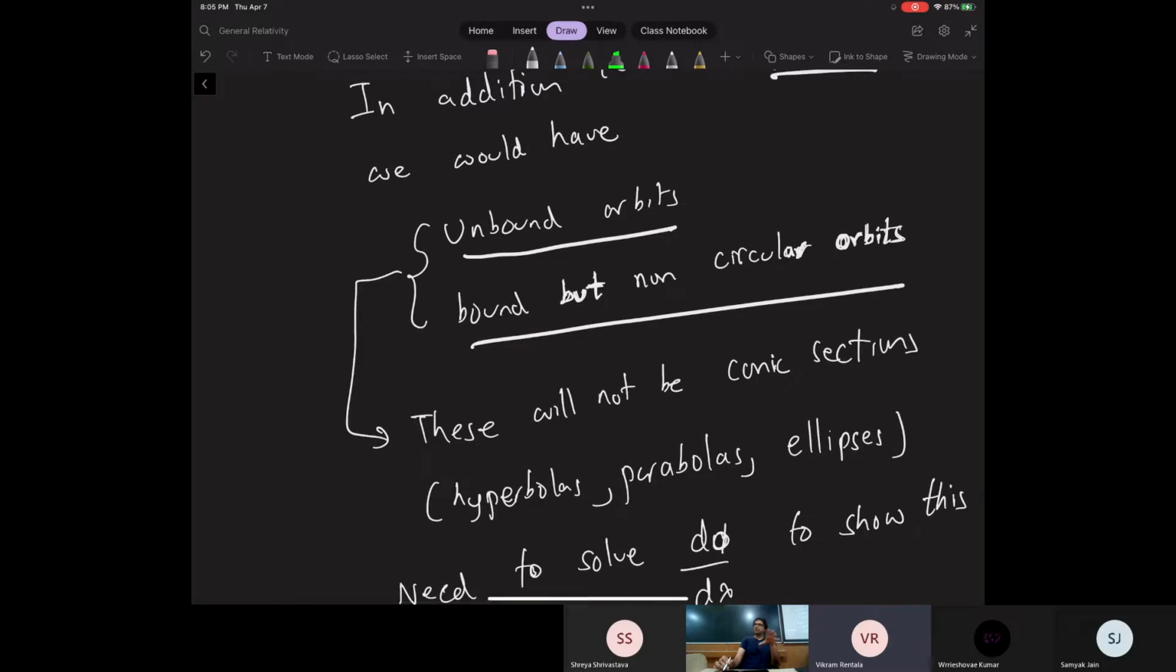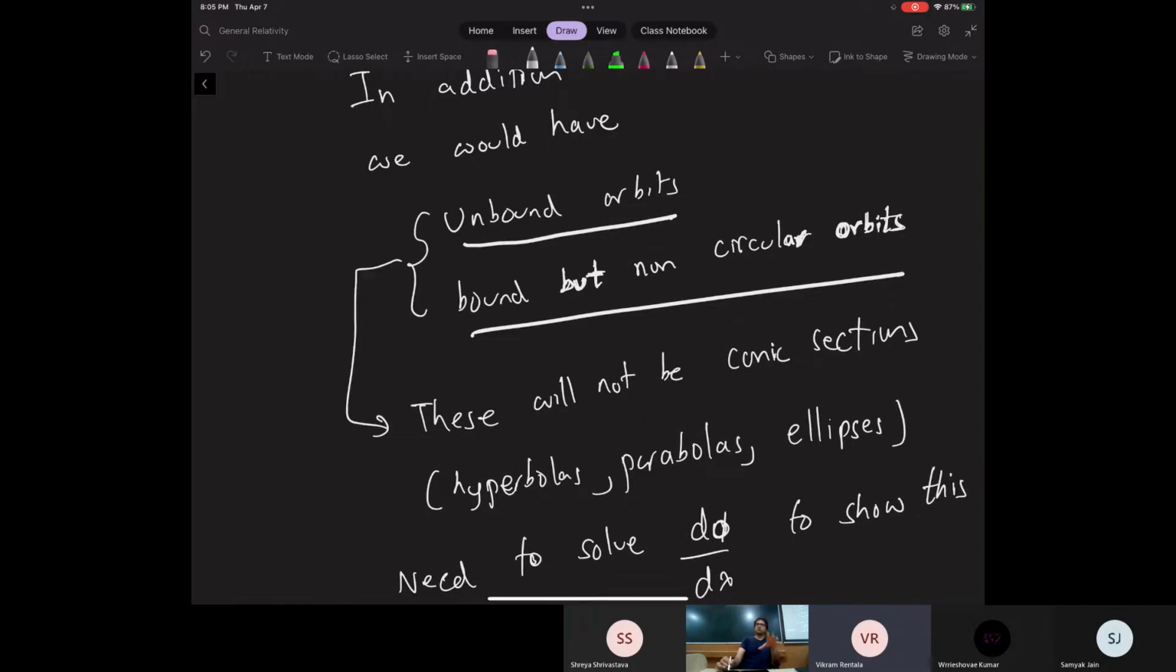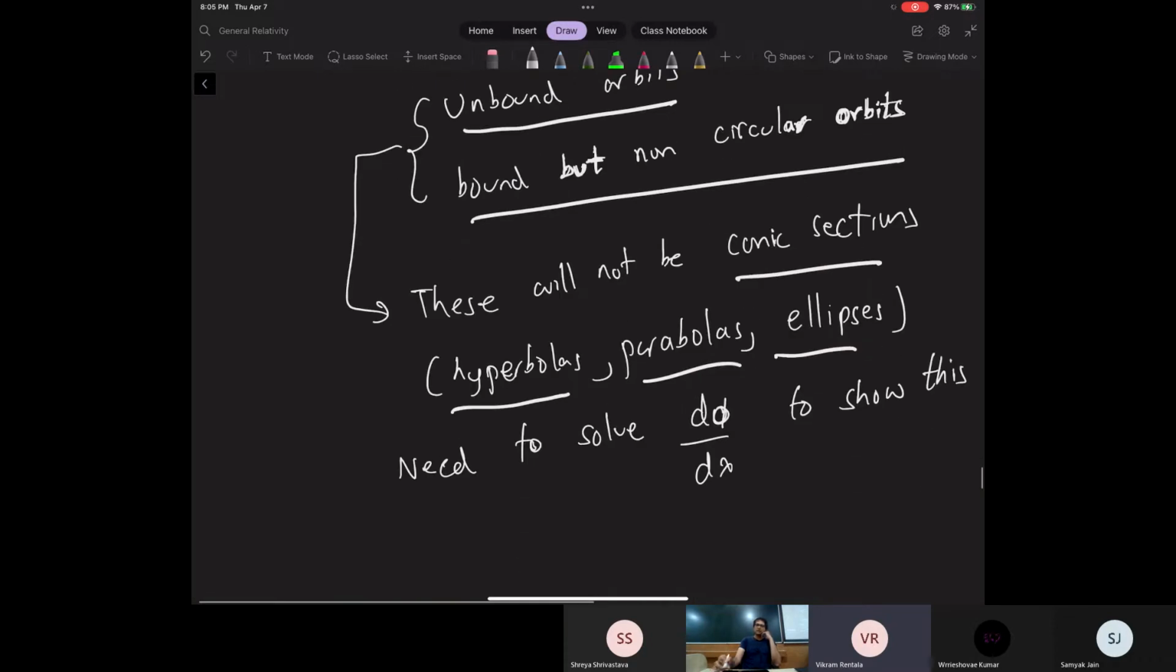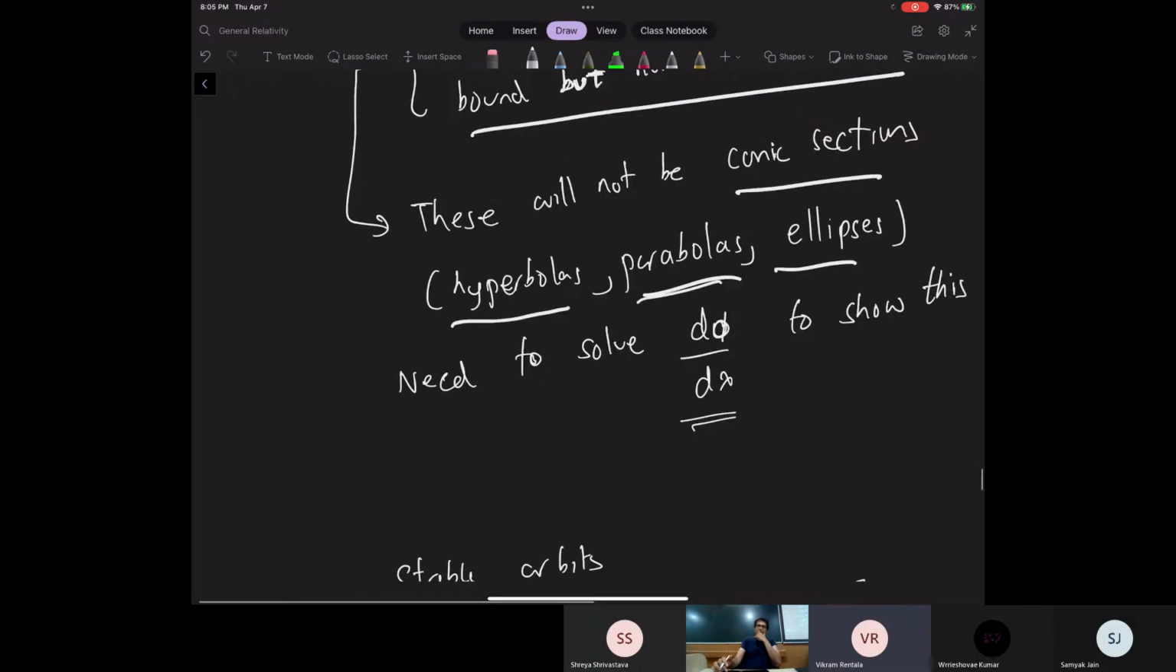But in general, unlike Newtonian gravity, since the potential is not just 1 by r, but you also have this 1 by r cube, the orbit is more complicated to solve for. It's not necessarily going to be these conic sections, which are hyperbolas, parabolas, or ellipses. In fact, you may not be able to derive an exact analytic expression for that orbit. To actually show this, you also need to solve the d phi by d lambda equation to figure out what the actual orbit is. We're not doing that right now.